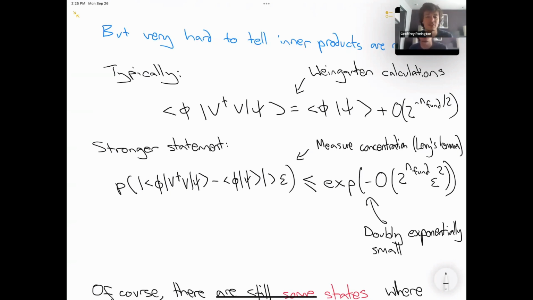This uses a generalization of so-called Levy's lemma, if you're familiar with that. Again, you can look in the paper for how this works, but it actually gives you a very, very powerful statement: the probability of the inner product in the effective description being more than epsilon different from the inner product in the fundamental description is doubly exponentially small. So you'll see it's exponential in 2 to the number of qubits in the fundamental description times epsilon squared. So if epsilon is small but not too small, then this is still doubly exponentially small. Okay, that means it's incredibly rare for two states to not have their inner product preserved.